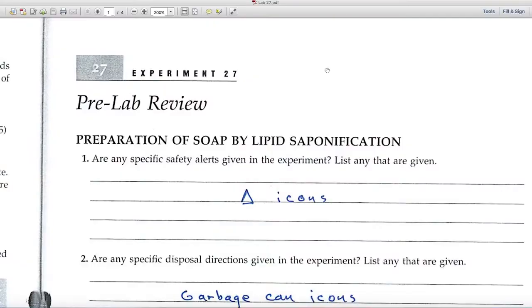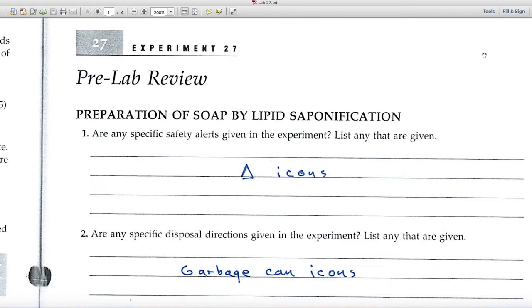Experiment 27 deals with preparation of soaps and some detergents. Let's have a look at the Prelab review page. Question number 1 deals with specific safety alerts. And again, you look for the triangle icons.